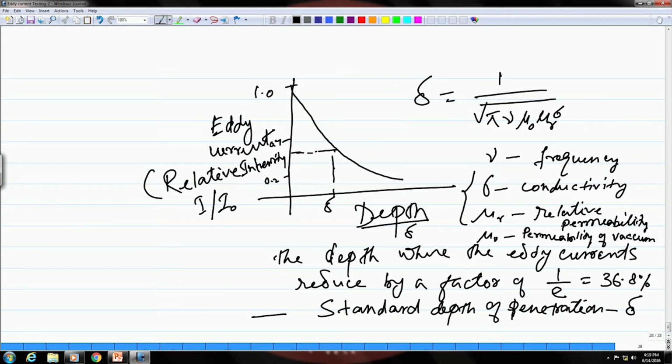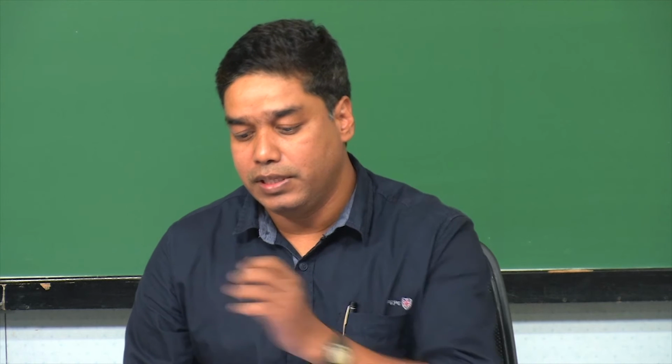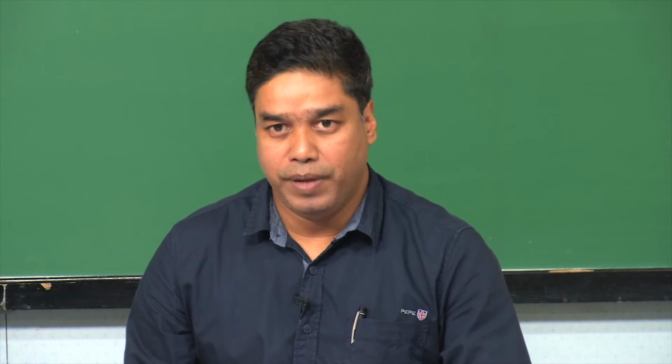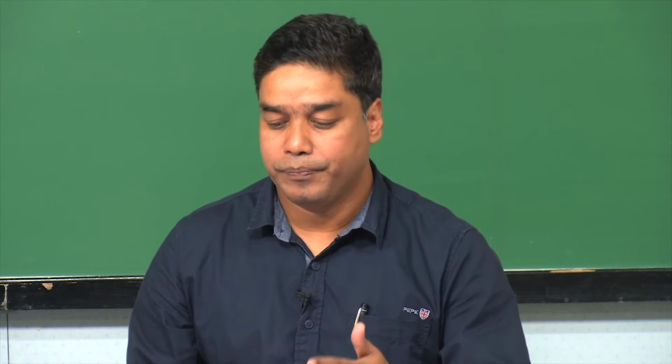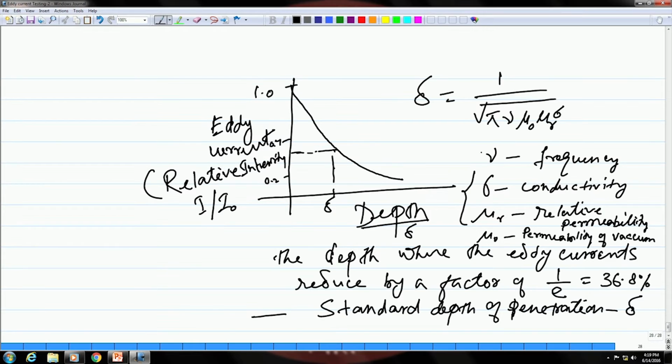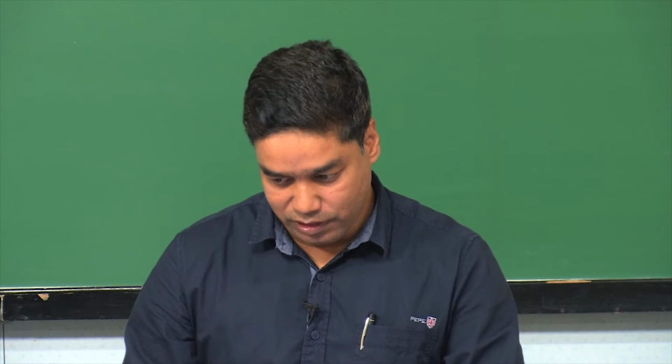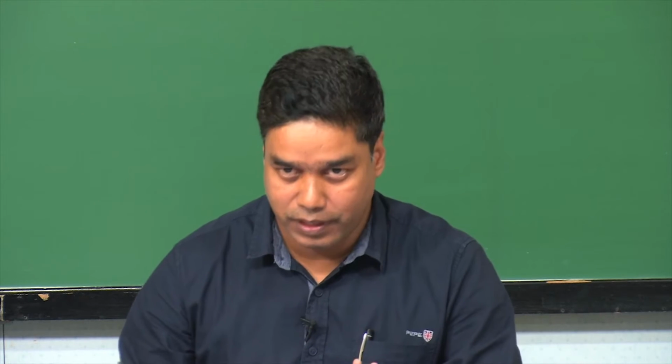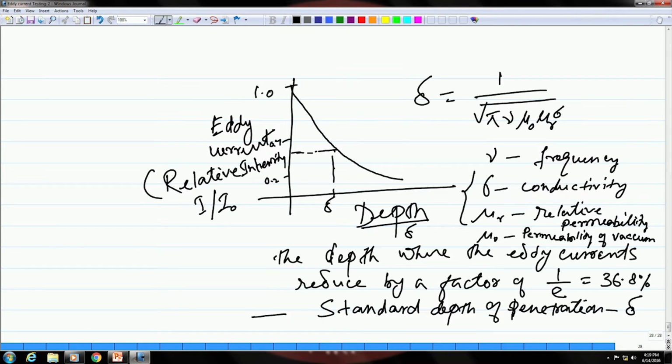Okay. So, if the frequency is high, as you could see from this relationship, the depth of penetration will be lower and vice versa. Similarly, as the conductivity increases, the depth of penetration would reduce. This depth of penetration is inversely proportional to the square root of both the frequency and the conductivity of the material, and it is also inversely proportional to the magnetic property, which is the relative permeability mu r.